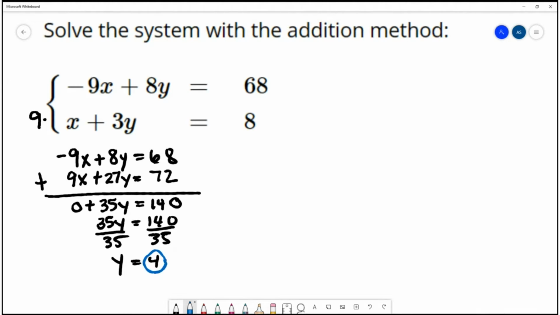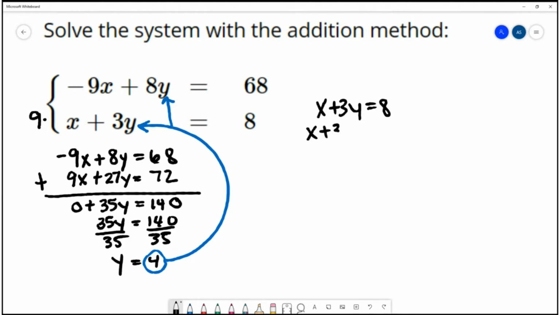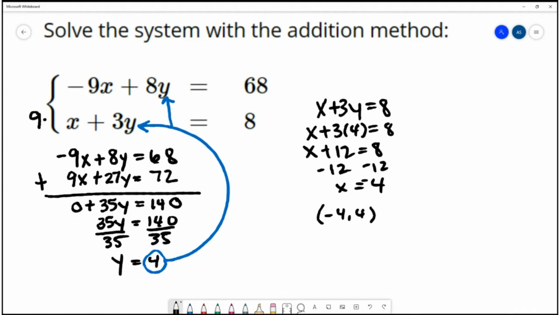So we're going to substitute this y of 4 either into this equation or this equation. It doesn't matter which one. I'll do the second equation. We have x plus 3y equals 8. x plus 3 times 4 equals 8. That's x plus 12 equals 8. I'll subtract 12. And x equals negative 4. So the solution to this system is negative 4, 4.